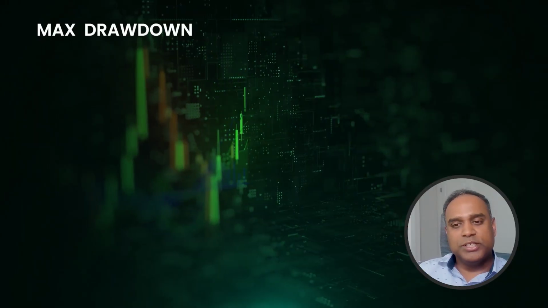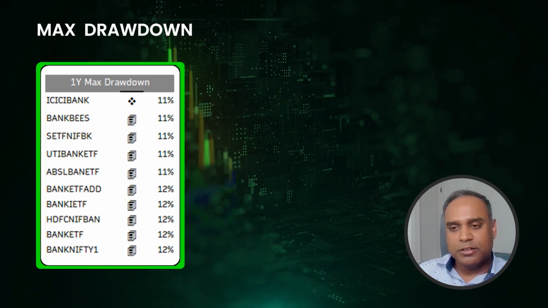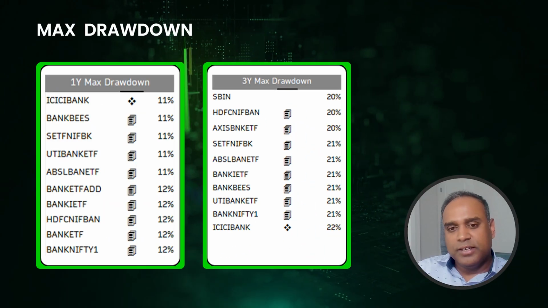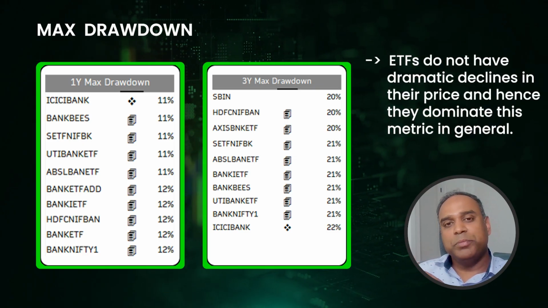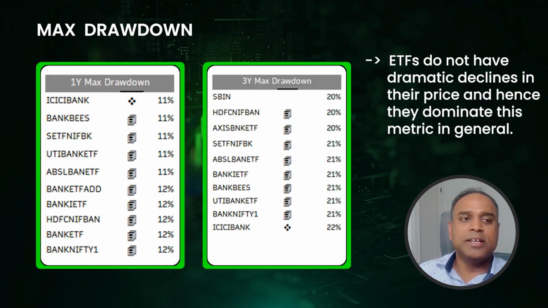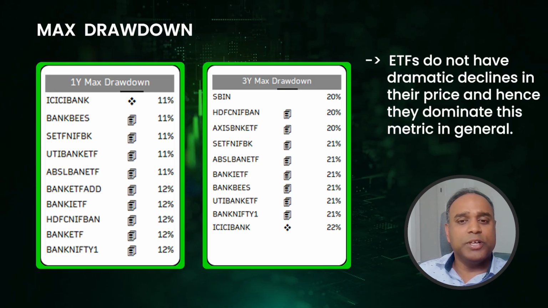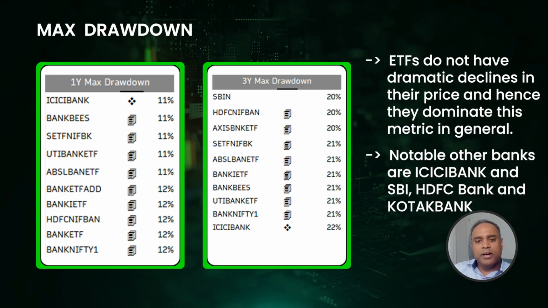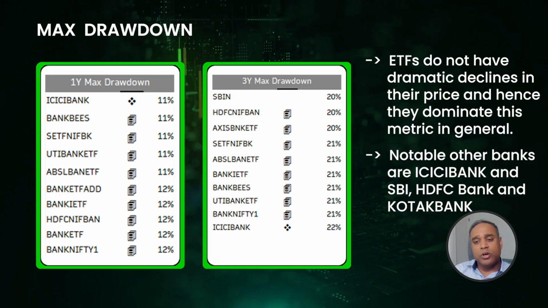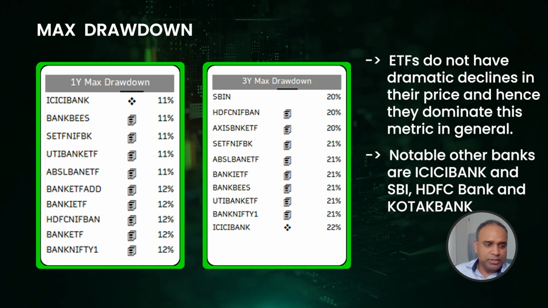So depending on your investor profile, you may have a threshold on how much you are willing to go with the maximum drawdown. So let's continue to do the same kind of analysis, the top 10 banks in terms of drawdowns. No surprises here. The ETFs are there because ETFs don't seem to be having such dramatic declines like some of these other banks. So they dominate this metric. Now, some other banks, ICICI, for example, also don't seem to drop a significant portion of its value from its peak, and so that's an interesting observation there.